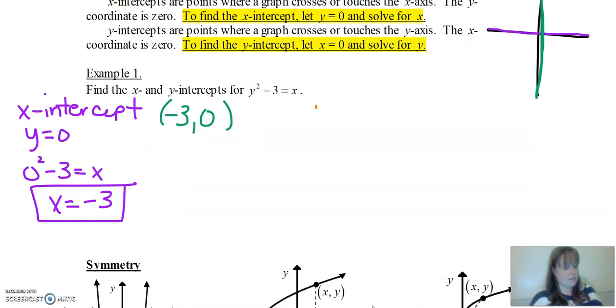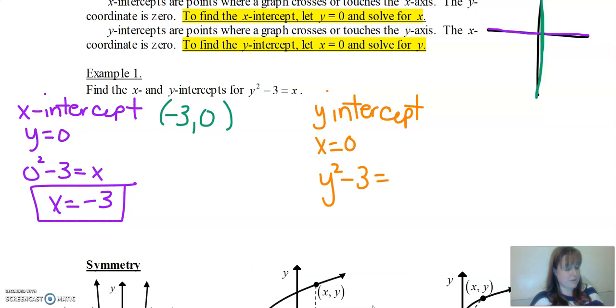Okay, what's our y-intercept now? So our y-intercept is going to be where x equals 0. So let's set x equal to 0. Y squared minus 3 equals 0. Now let's solve. So we add 3 to both sides. We have y squared equals 3. Then we take the square root of both sides.